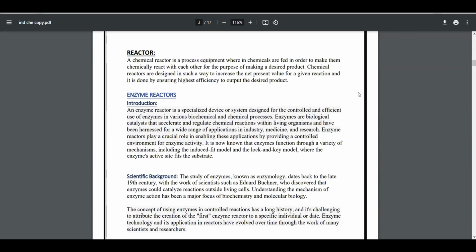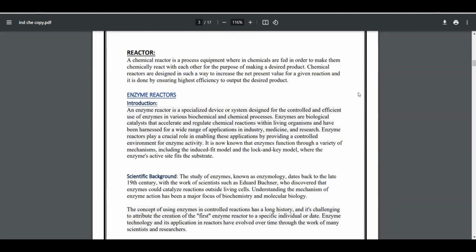A reactor is a very basic term that is used in chemistry. In a chemical reaction, two reactants combine and form a particular product. The vessel, container, or device in which the particular chemical reaction is carried out is called a reactor. And reactors are designed in order to increase the efficiency of the reaction carried out in the vessel. So in this video, I'm going to talk about the enzyme reactors in detail.